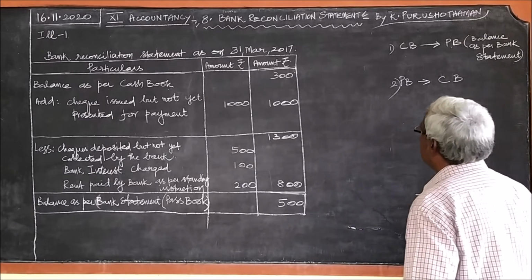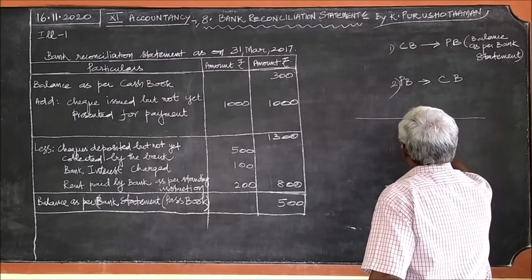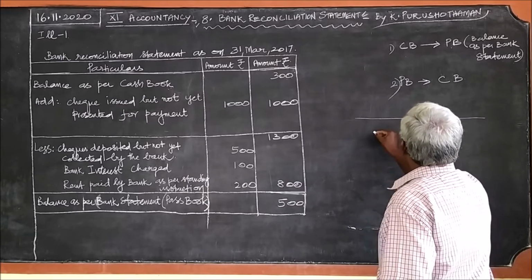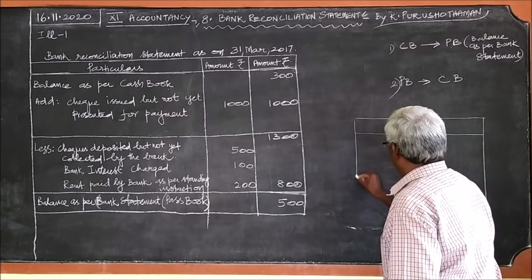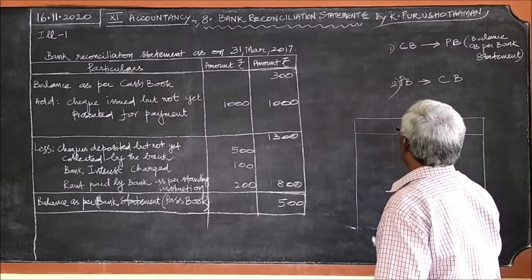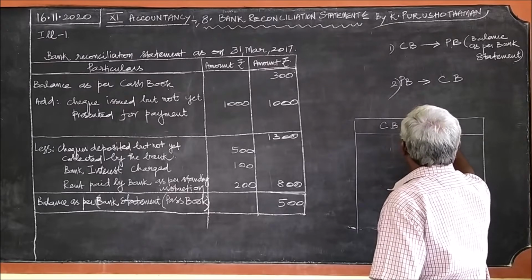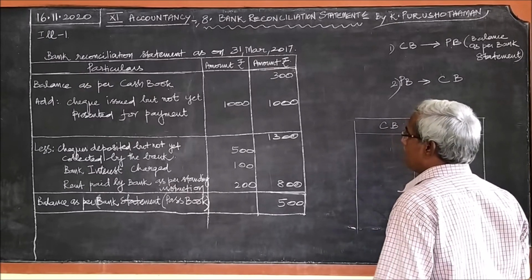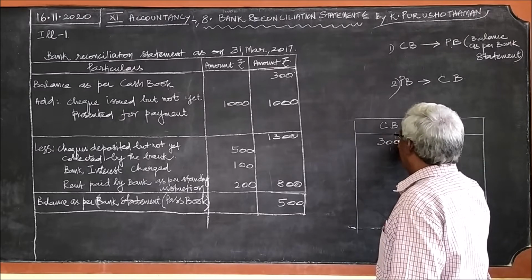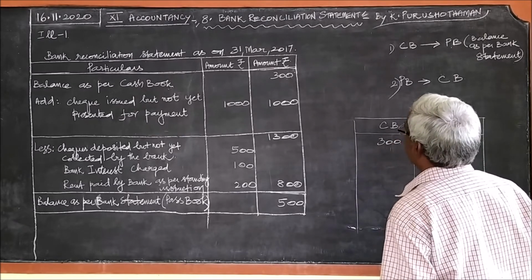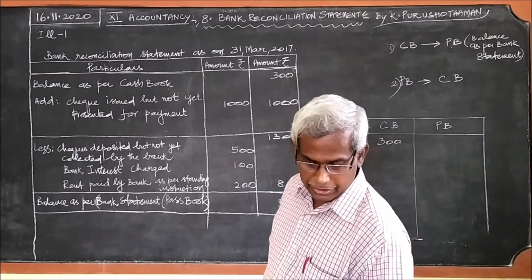For any transactions connected with the bank, two books are maintained. One is the cash book, the other one is the passbook. In the cash book, there is a balance of 300 rupees. And what are the transactions now?